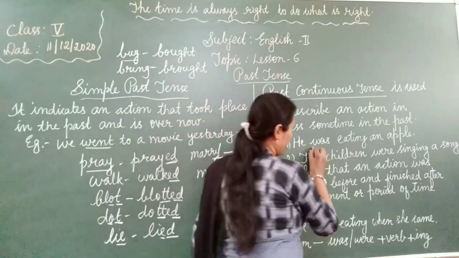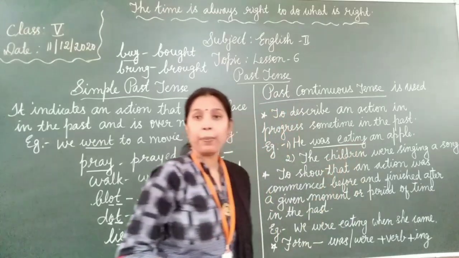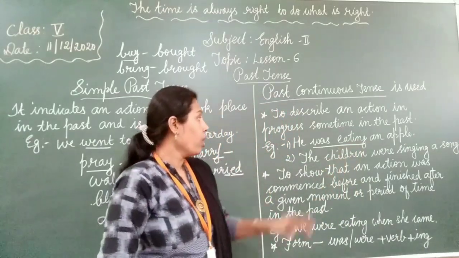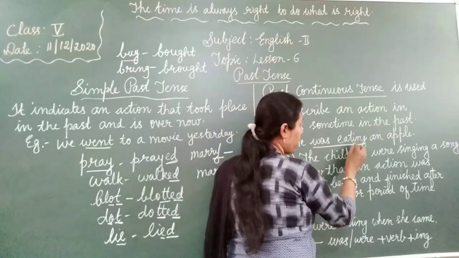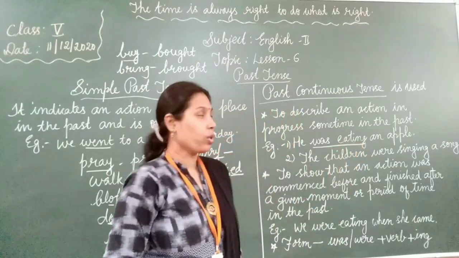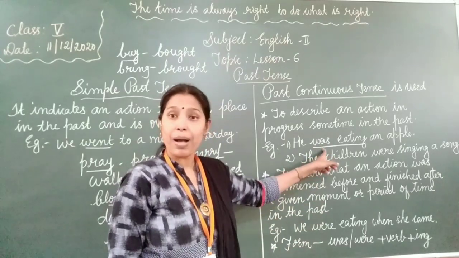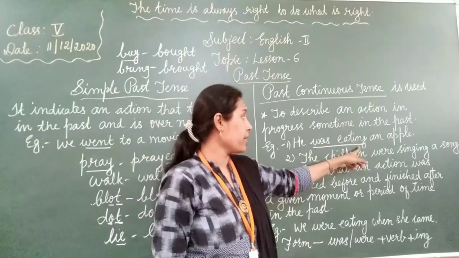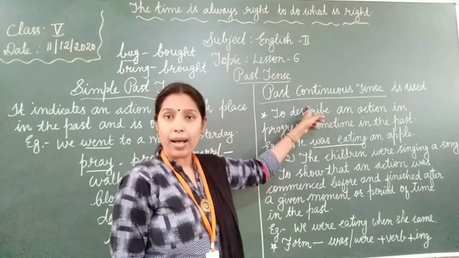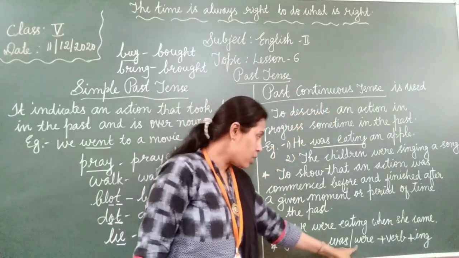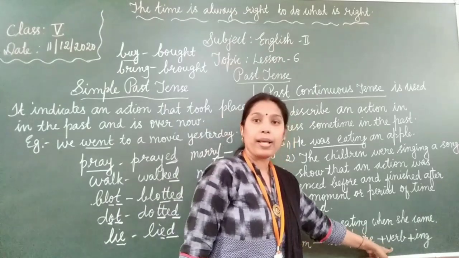Was eating. It already happened in the past. So, this is in past continuous tense. In continuous tense, you can find verb plus ing. Okay. So, he was is in past tense, right? And verb plus ing. Then it is what? Past continuous tense. The form for past continuous tense is was or were plus verb plus ing.